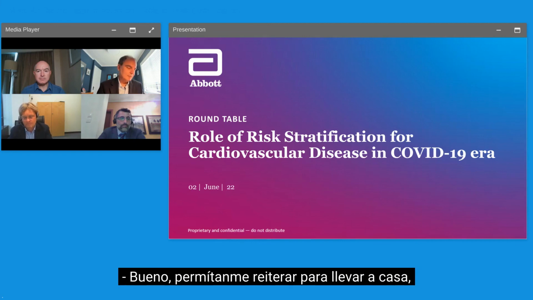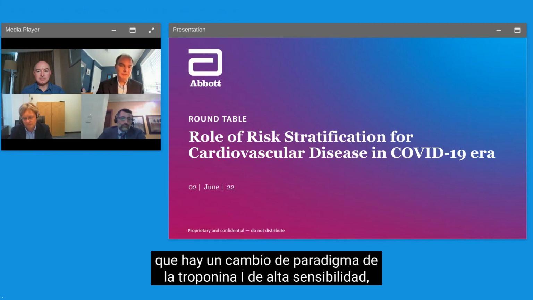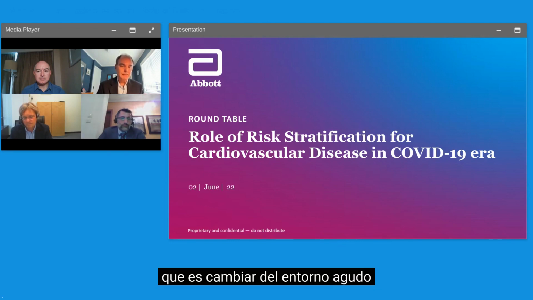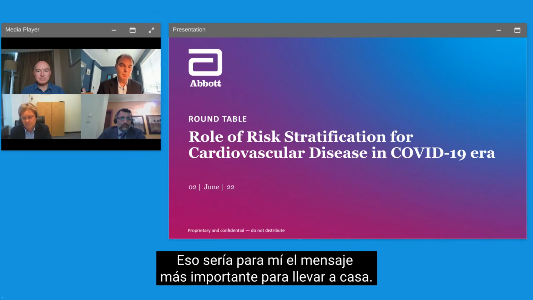Well, let me reiterate the take home. I think it behooves us to teach our colleagues that there is a paradigm shift in the high sensitivity troponin world. That is a shift from the acute setting to the primary care setting in asymptomatic populations. To me, that is the biggest take home message.